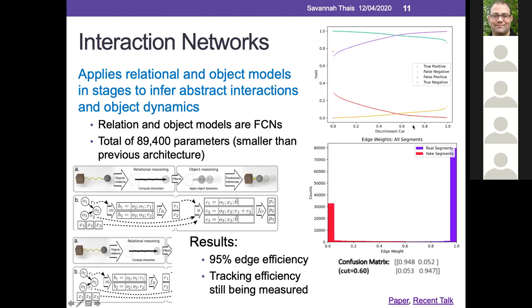More recently, we've been working with this interaction network architecture, which is quite similar, but it applies relational and object models in stages to infer abstract interactions and object dynamics. And again, these relation and object models, like these node and edge convolutions, are fully connected neural networks. But what's interesting about the interaction networks that we've tried is that they're often smaller than the graph convolution networks. So we have trained an interaction network architecture based on this original paper from DeepMind that was used to model physical systems, and see pretty similar edge classification efficiency to the GCN architecture, but with, again, a smaller network.